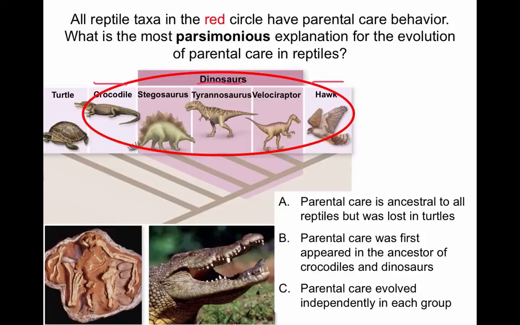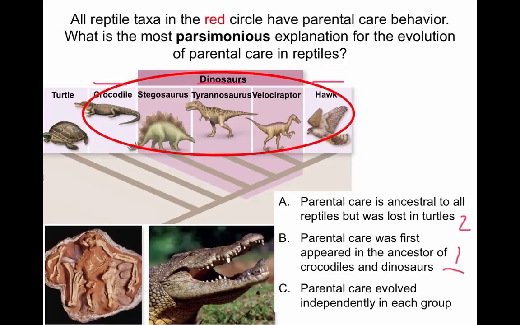Option A tells us that parental care is ancestral to all reptiles, but it was lost in turtles. So that means parental care evolved over here and it was lost here. So that will require 2 steps. Now the other option, option B, says parental care first appeared in the ancestor of crocodiles and dinosaurs, somewhere around here. Here is the common ancestor of crocodiles, dinosaurs, and birds. If that is the case, it would only have to evolve once.